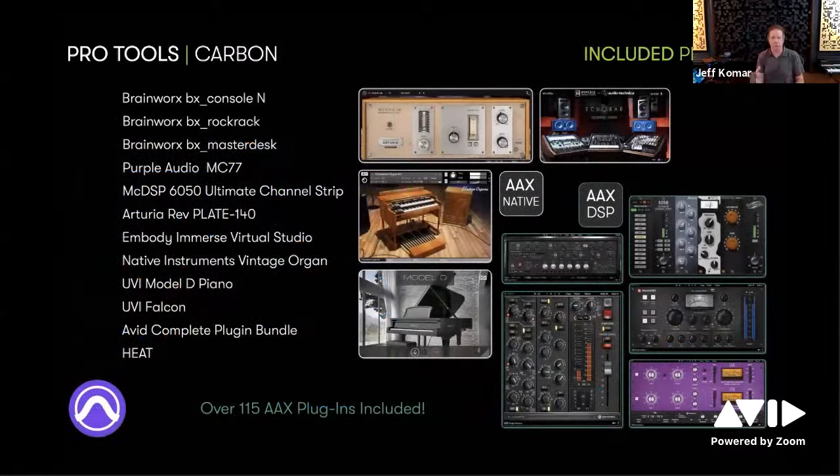So in the Carbon package, when you buy a Carbon, we've got a bunch of really powerful stuff out of the gate that you get. There are perpetual licenses of some amazing stuff from Brainworks and McDSP and Arturia. That 6050 channel strip is amazing. I love the Moog, which is part of it, right? McDSP 6050, the TMT Brainworks Console N is part of that, as well as the purple compressor, which I think sounds amazing. So there's a bunch of really great stuff that runs on DSP and also native.